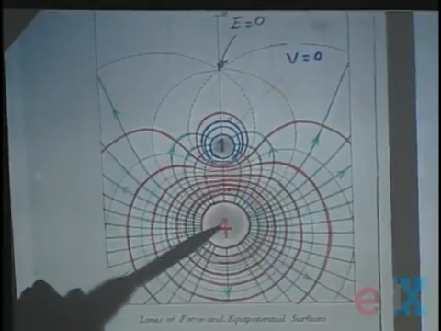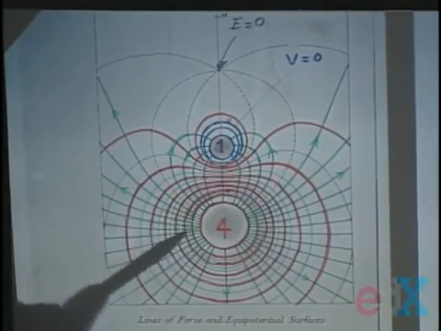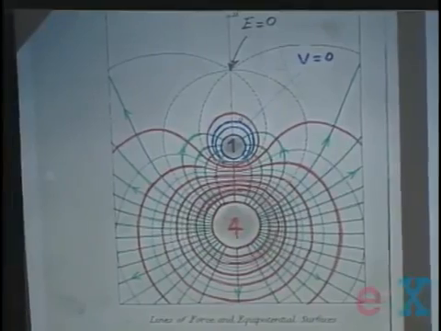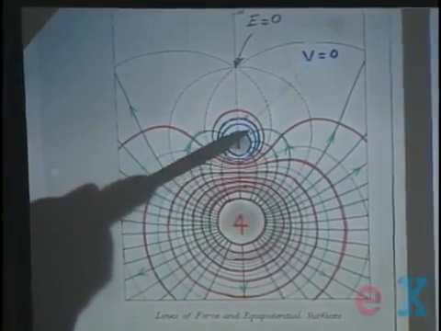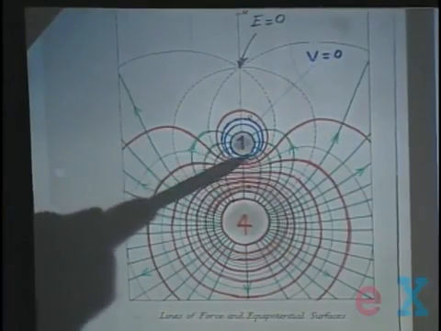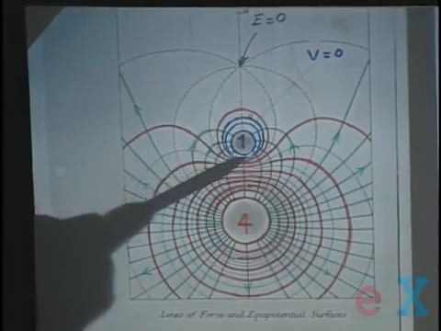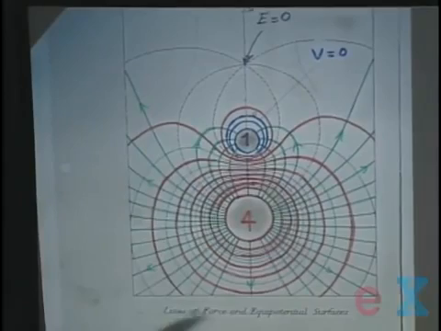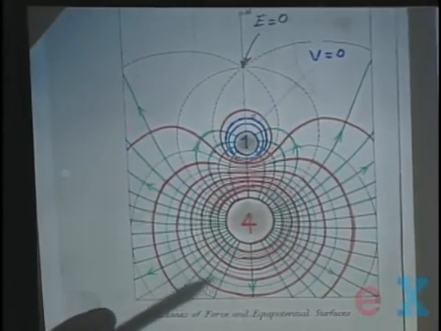If you're very close to the +4, you get nice spheres around the +4, positive potential. If you're very close to the -1, notice that the blue surfaces are almost nice spheres, but now they're all negative, because you're very close to the -1. So a negative potential.